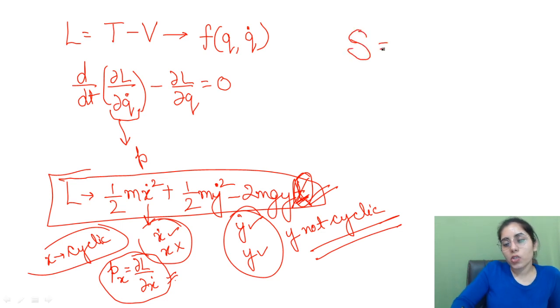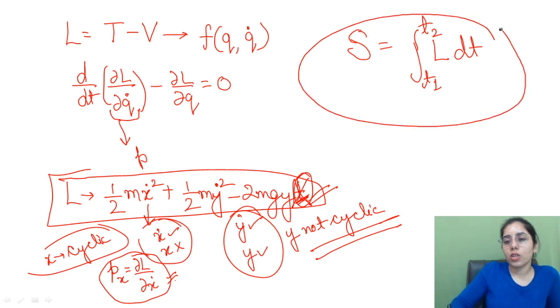Next point, related to Lagrangian, guys, one more point you need to note down, that is action. What is action? Action is basically the time integral of Lagrangian. Anytime if you are getting a question based on it, that time integral of Lagrangian is known as action. Clear? This is equal to integration t1 to t2 L dt.